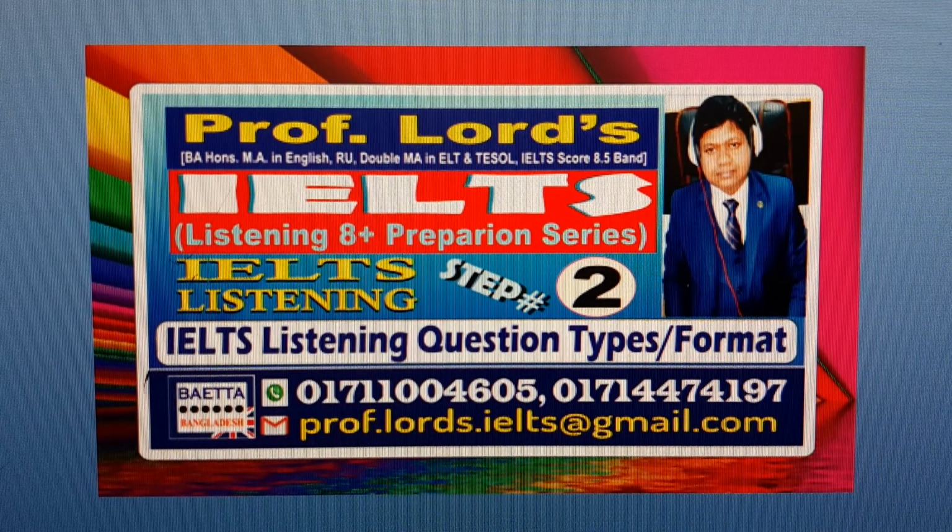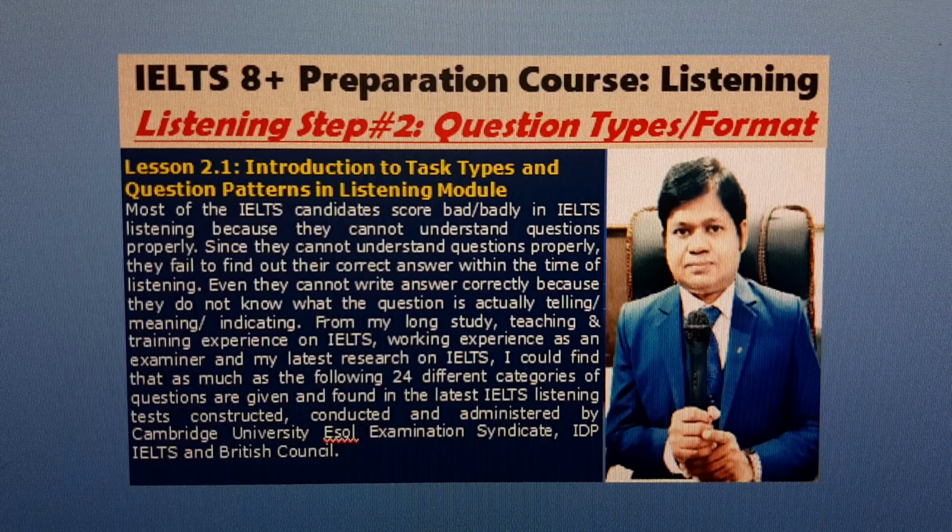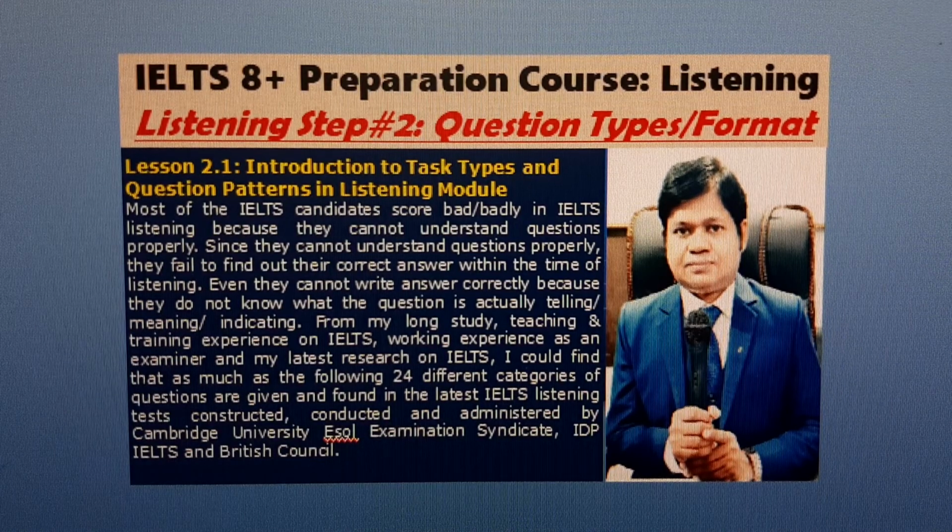Most of the IELTS candidates score badly in IELTS listening because they can't understand questions properly. Since they can't understand questions properly, they fail to find out their correct answer within the time of listening. Due to that, they can't even write answers correctly because they don't know what the question is actually telling, meaning or indicating.